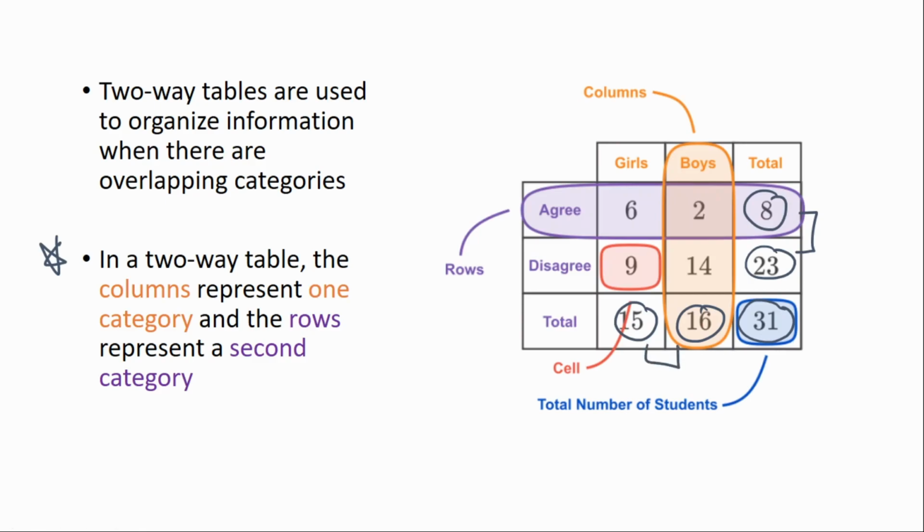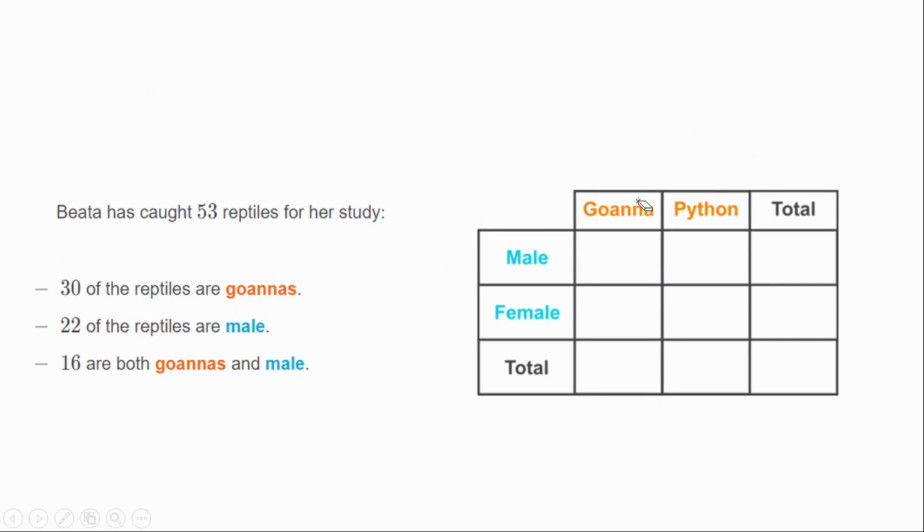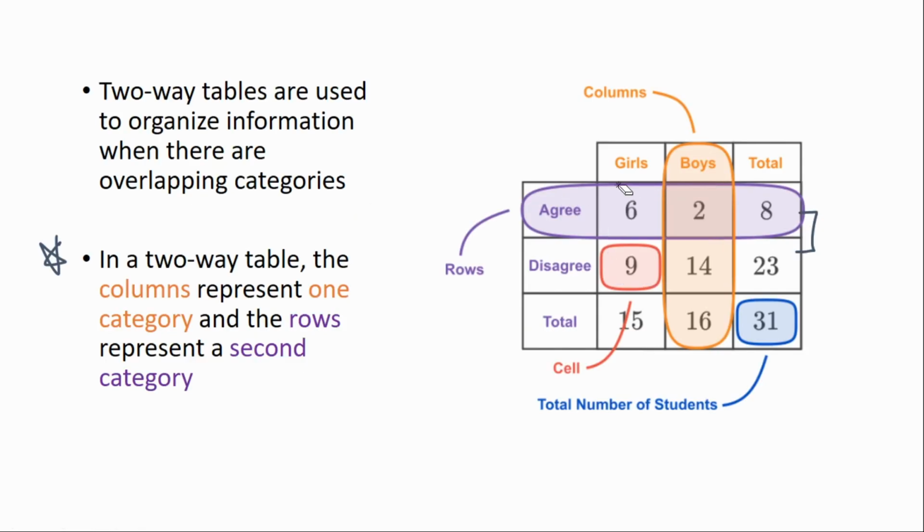Alright, now looking more towards the middle of the two-way table, let's look at these four cells right there. The first one on the top left shows me how many girls agreed. So in this case, we've got 6 girls that agreed, and the one directly to the right of that shows me 2 boys agreed there. Down here, that's 9 girls disagreed, because that's girls and disagree, and this one's 14 boys disagreed.